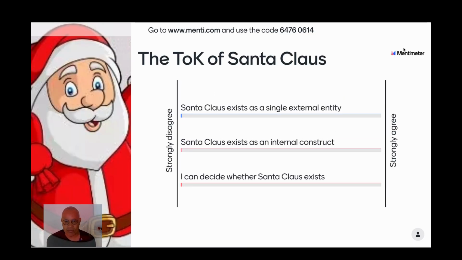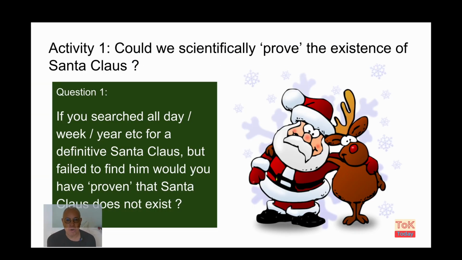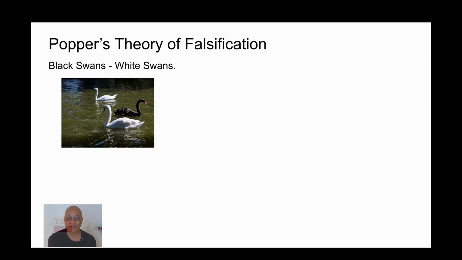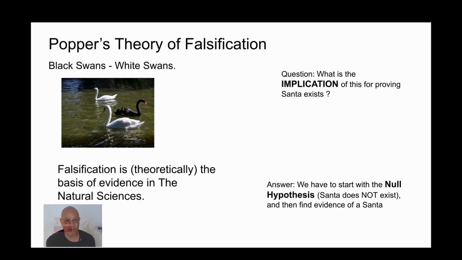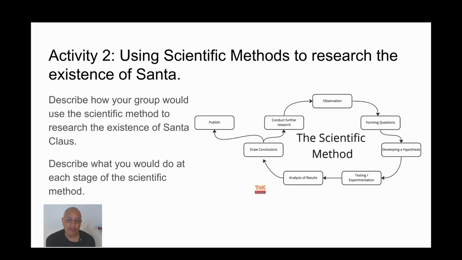Now, after the quiz, we go into a Christmas version of Popper's falsification theory. It's a loose application of that theory, but it should be sufficient for the purposes of a ToK course. And then this is followed by a bit of upfront teaching of the theory of falsification. At this point, maybe about 50 minutes into the lesson, we move to group work and we introduce the scientific method. And we ask the groups to use the scientific method to research the existence of Santa.